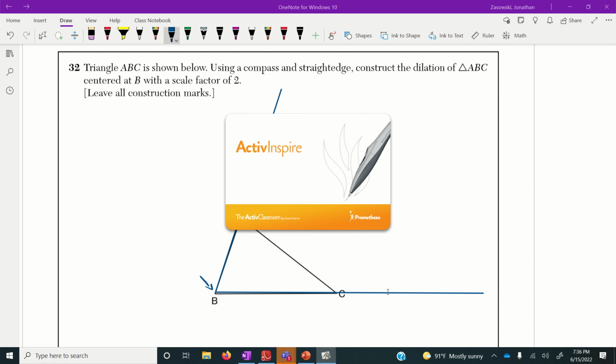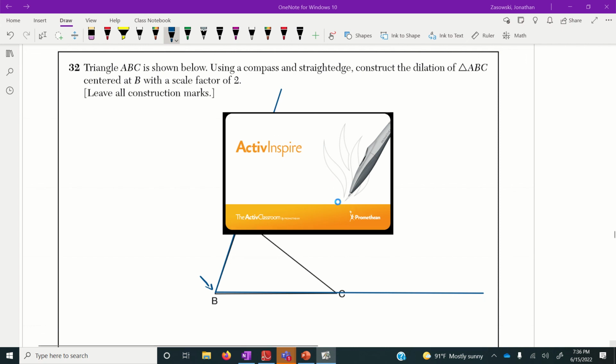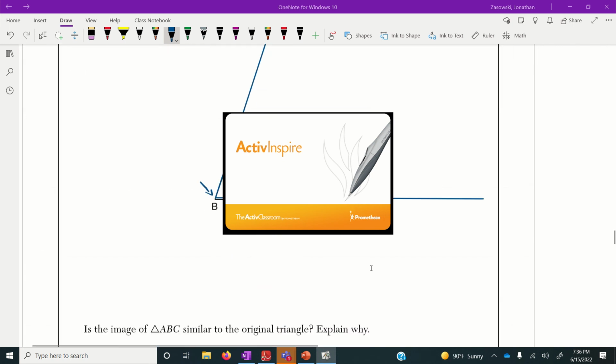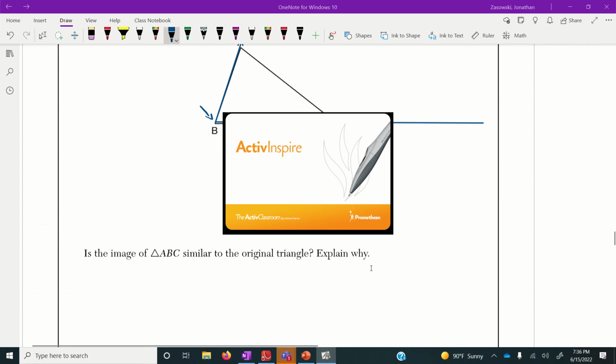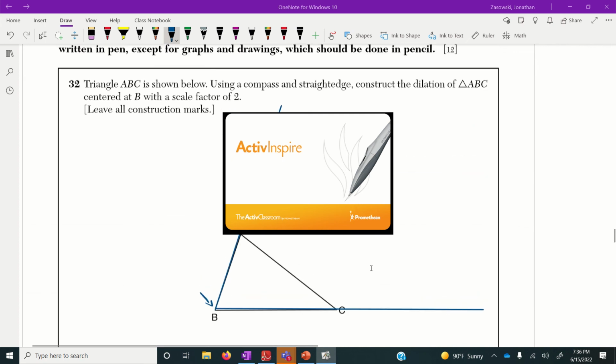So you just have to make sure you connect those 2 points with the line when you're done. You don't have to label it, you just have to connect it. All right, and then it says, is the image similar? And then you're going to explain why.